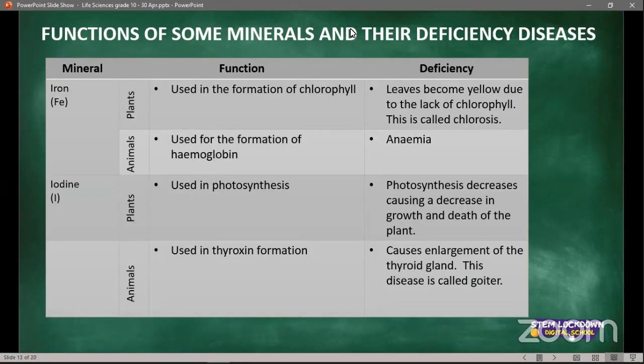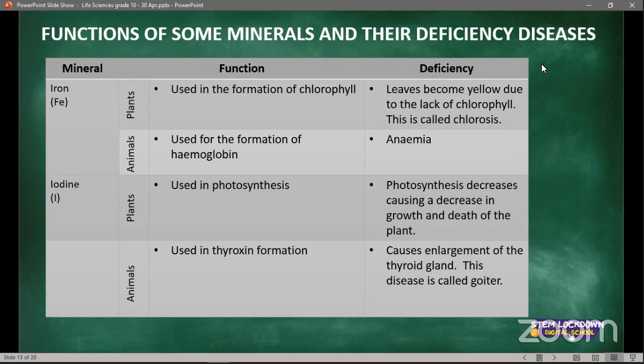Now the mineral iron. So iron in plants is used for the formation of chlorophyll. And the deficiency of iron leads to your leaves becoming yellow due to the process called chlorosis. So chlorosis is a process where leaves become yellow due to the lack of chlorophyll. You know that chlorophyll, that green pigment in leaves or in plants.